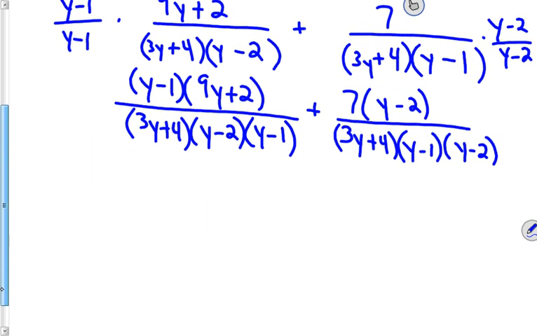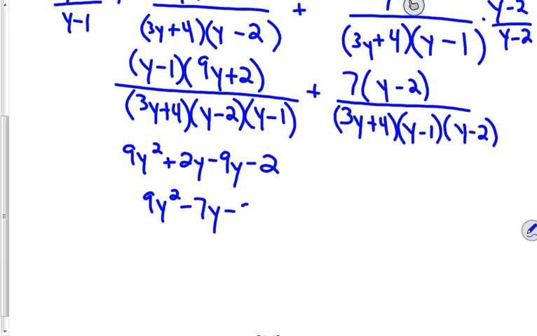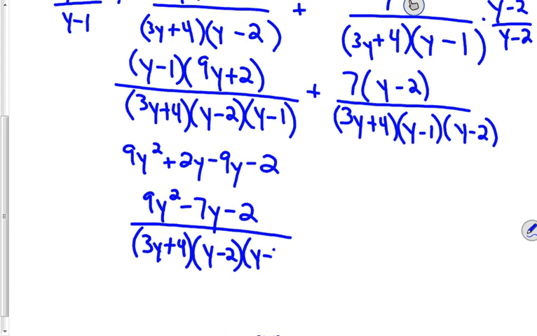So I have to FOIL this together right here, two binomials. So first would be 9y squared. Outside would be positive 2y, inside would be negative 9y, last would be negative 2. Combine my two y terms, I get 9y squared minus 7y minus 2. And then I'm going to write that all over my common denominator. 3y plus 4, y minus 2, y minus 1.